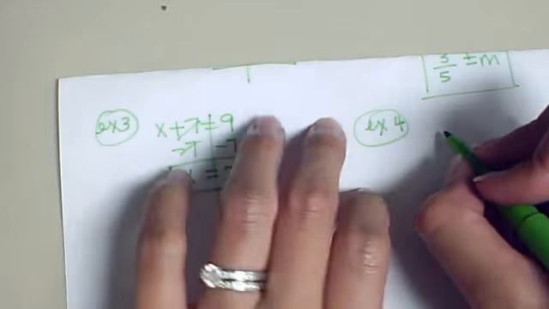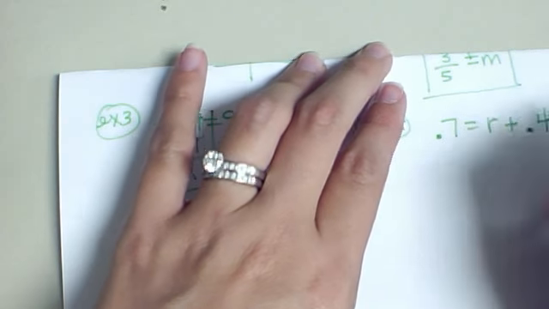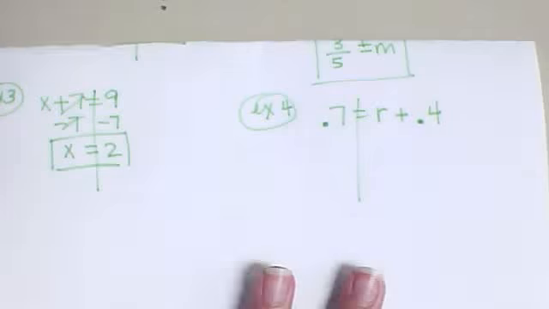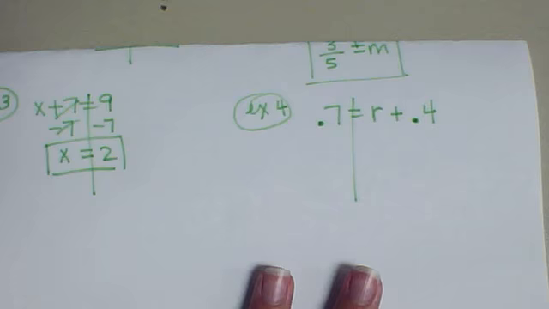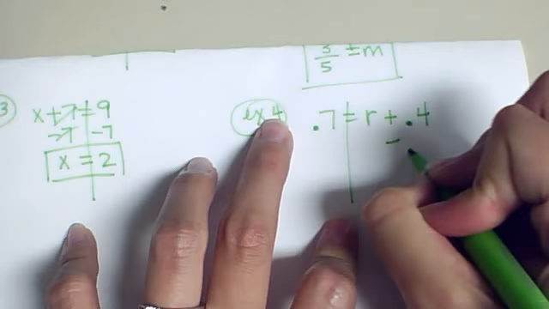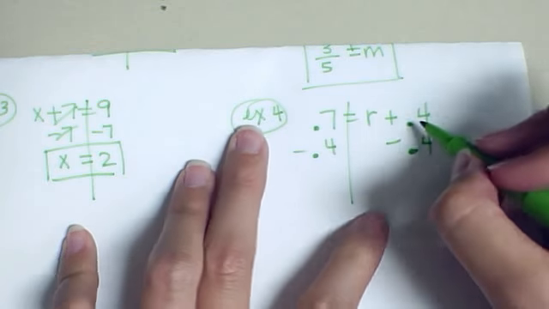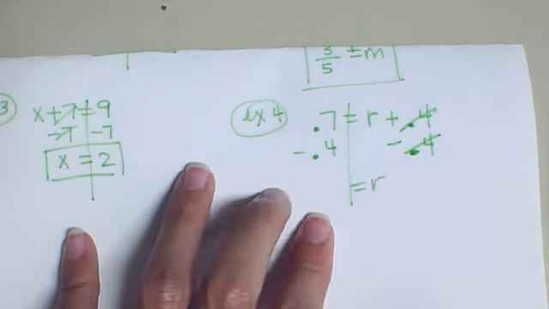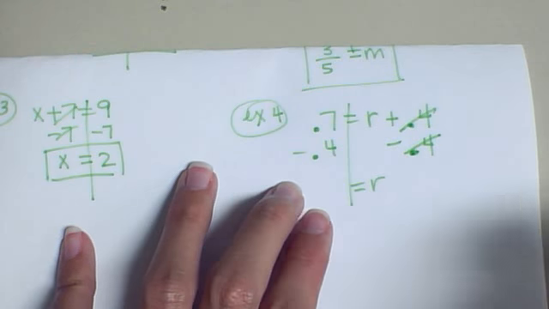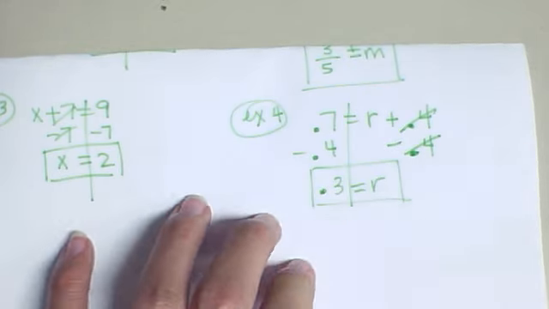Example 4. 0.7 equals r plus 0.4. Draw your line down the middle. What's happening to r? R is being added by 0.4. The opposite of add is subtract, so I'm going to subtract both sides by 0.4. On this side they will cancel, and I will have r equals. On the other side I have 0.7 minus 0.4, which is 0.3. r is equal to 0.3.